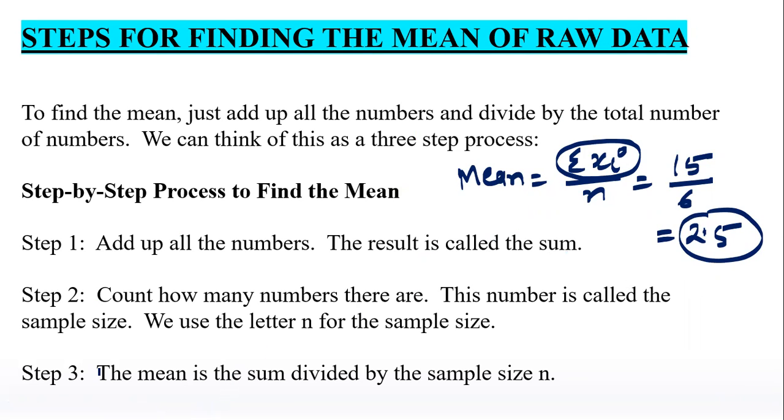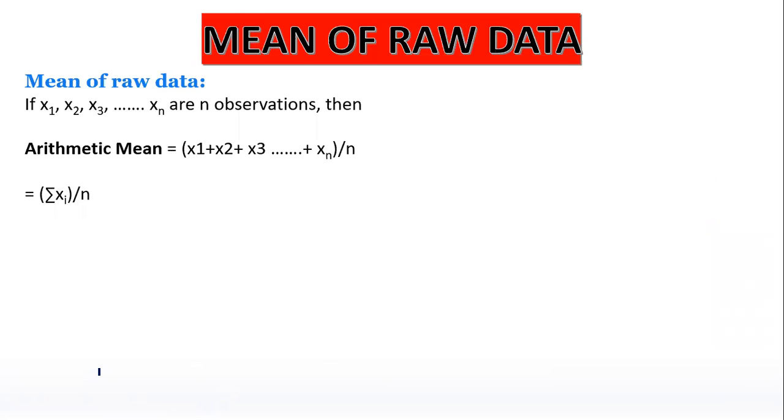Now let's take this formula which I have derived. Let x1, x2, x3 up to xn be n observations, then the arithmetic mean will be their sum divided by n. That is summation xi upon n, which I have discussed in the previous slide.